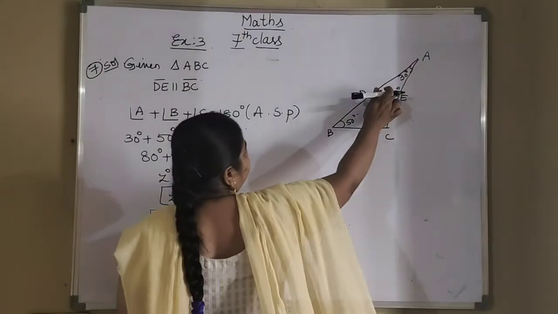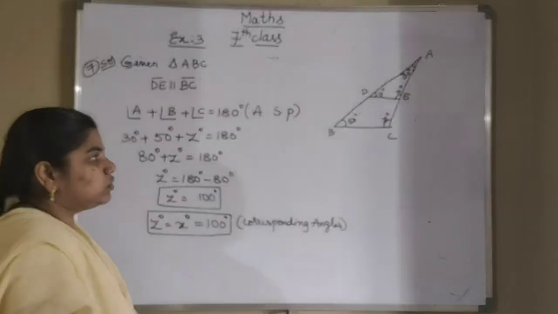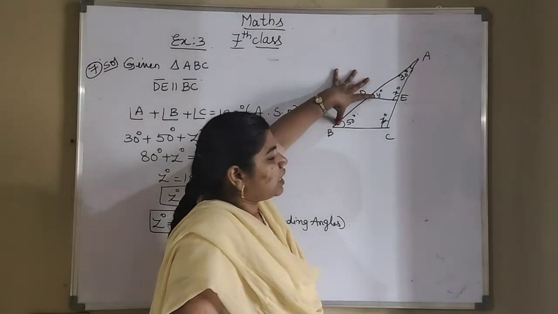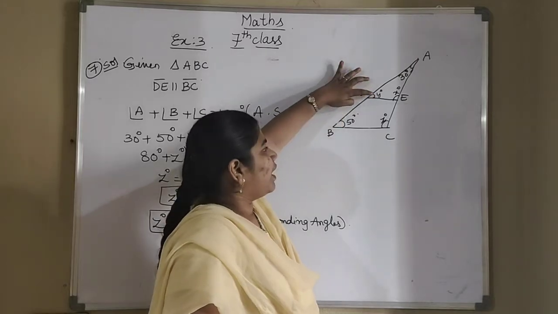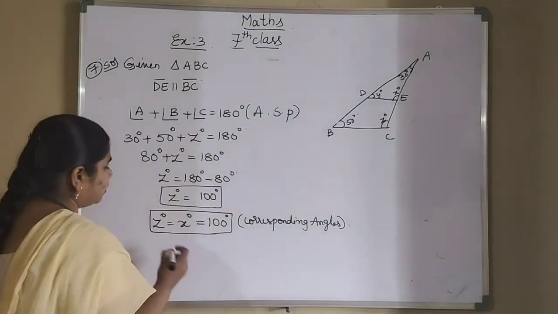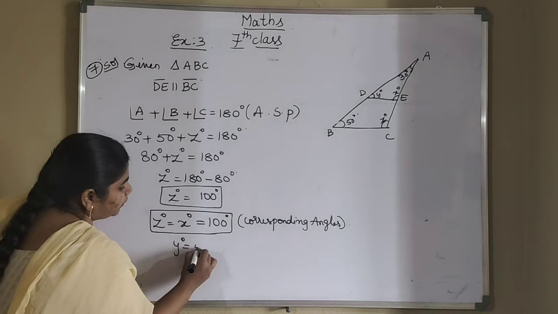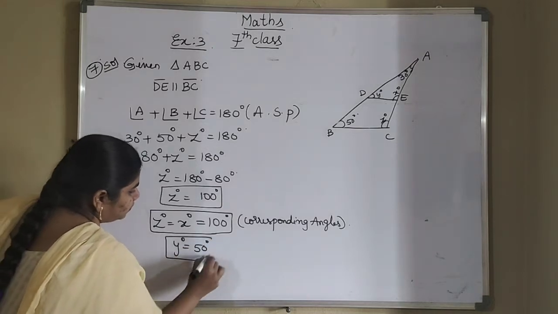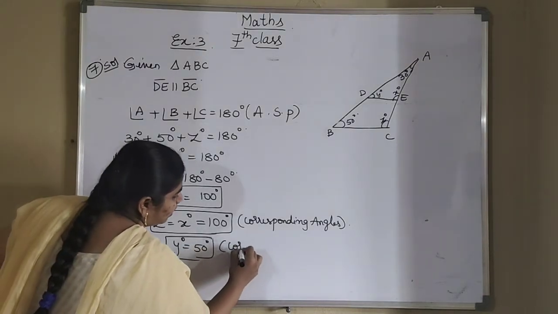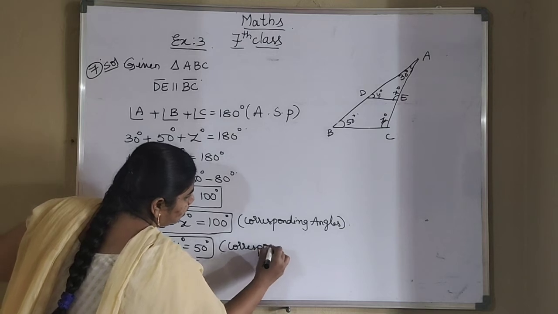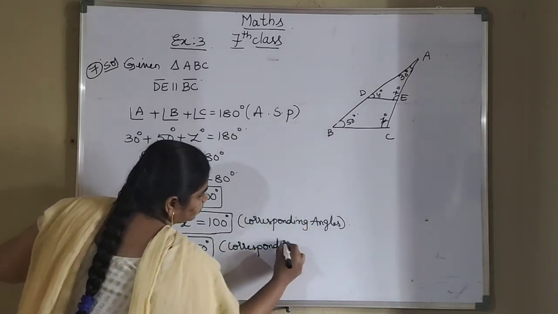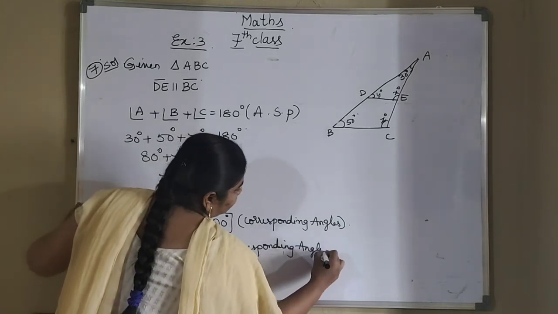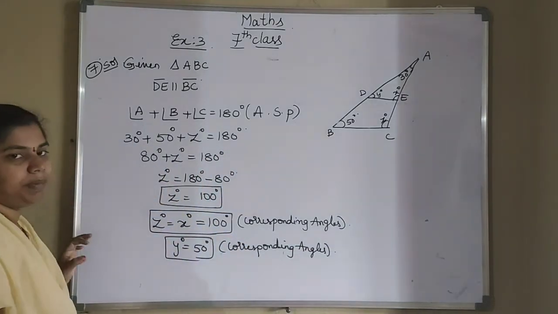Now what we have to find? We have to find the Y value. So these two angles are also corresponding angles. That means the corresponding angles will be equal. So Y value will be equal to 50 here. So Y is equal to 50 degrees because they are corresponding angles, and always the corresponding angles will be equal.